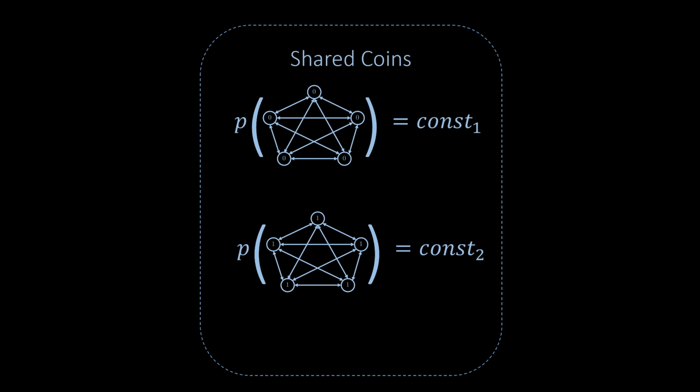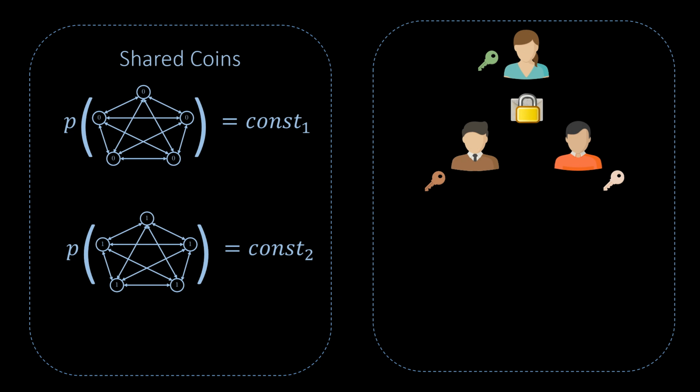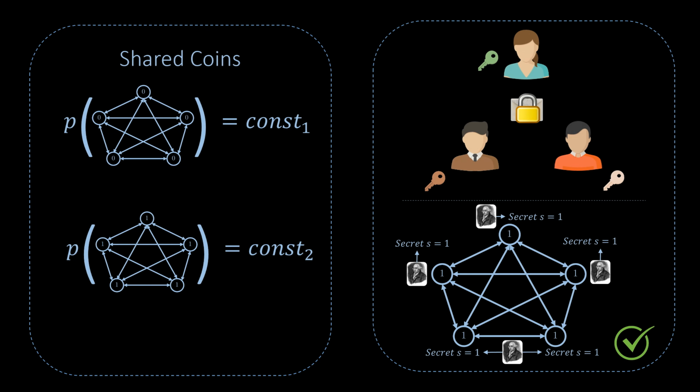Let's summarize what we've learned. We defined the notion of a shared coin. We then introduced the concept of threshold secret sharing, and then we showed how threshold secret sharing can be used to implement a shared coin, making it possible for nodes in a distributed system to jointly make random decisions.